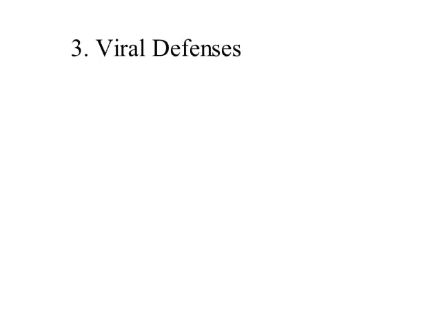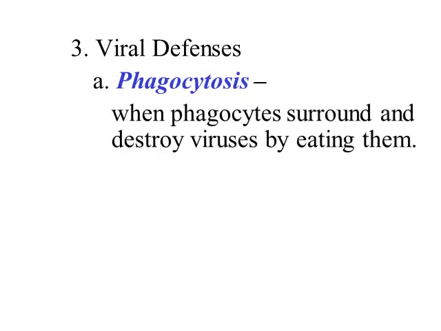Now, all that being said, we do have some tools for protecting ourselves from viruses, both man-made and natural. The first one is what's known as white blood cells. The scientific word for those is phagocytes. And phagocytes are able to surround and destroy viruses by eating them.